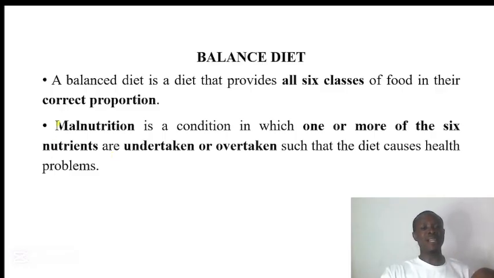Just after balanced diet, beneath it we have malnutrition. It is a condition in which one or more of the six classes of food are being undertaken or overtaken, such that the diet causes health problems. So when we talk about malnutrition, we are not only talking about when you are taking less of it. Even if you overtake it, you are still malnourished.